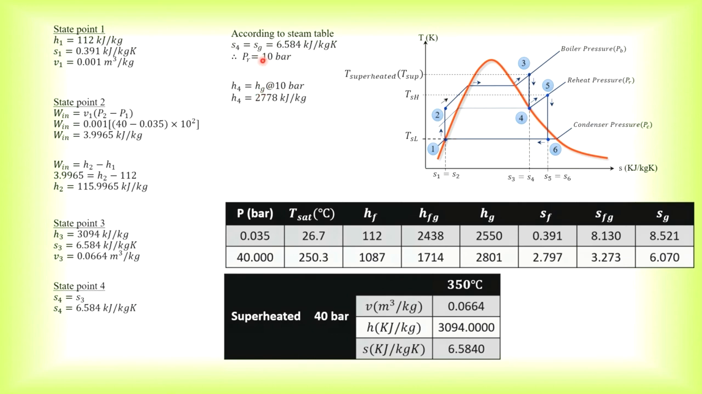So before that, of course, based on the entropy of dry saturated steam at 6.584, search in your property table. You look at SG for this 6.584, somewhere in between. Then you look at the property table, it should be approximately 10 bar. That is this pressure here. This pressure here should be 10 bar, if you take based on this value. So H4 based on 10 bar, you can find out the enthalpy straight away from the property table as well. State 4 is not bad here, only state 6.